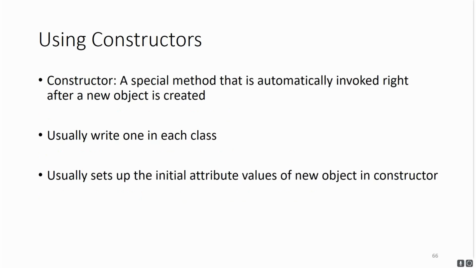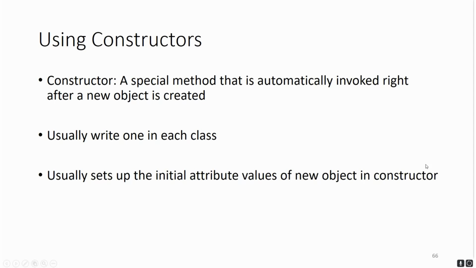So just for example, let's talk about constructors. A constructor is basically a special method that is automatically invoked right after a new object is created. Just like we saw before, init, I explained it. Every time we initiate a new object of that class, it goes automatically through that part. So we can just leave it blank, or we can change it to do something different.